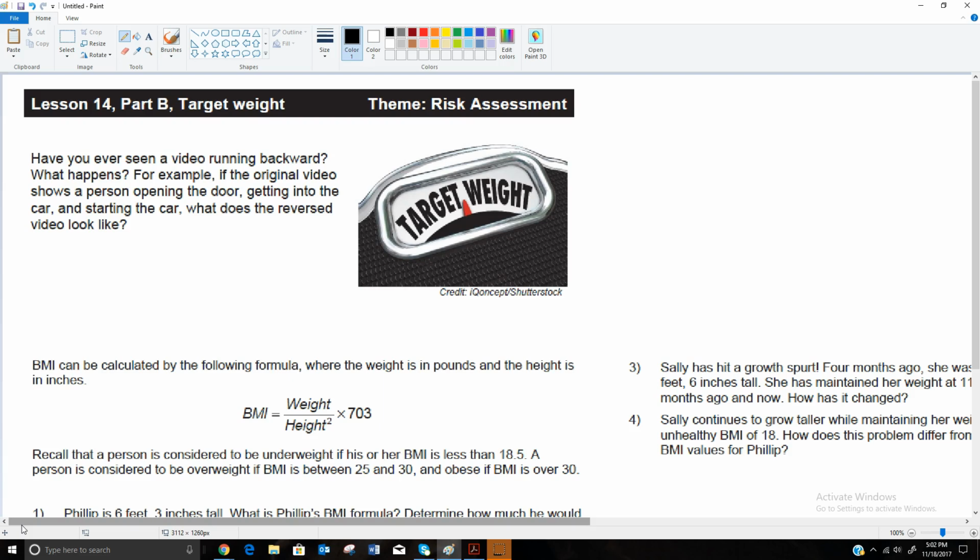Well, in the original video you had open the door, get in, and start. When you rewound it, it would just go entirely backwards. So it would look like they were unstarting the car, like turning off the car. Then it would look like they were getting out, and then it would look like they were closing the door.